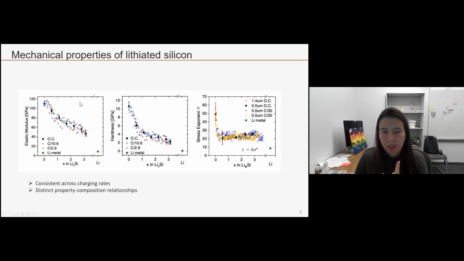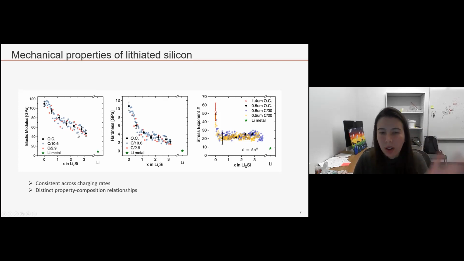So you can see that, first of all, the trend is very different depending on the property. For instance, for the stress exponent, with a little bit of lithium you put in, it becomes much creepier, and then nothing more happens. While for elastic modulus, it's a slow change, more like a rule of mixture between pure silicon and pure lithium.